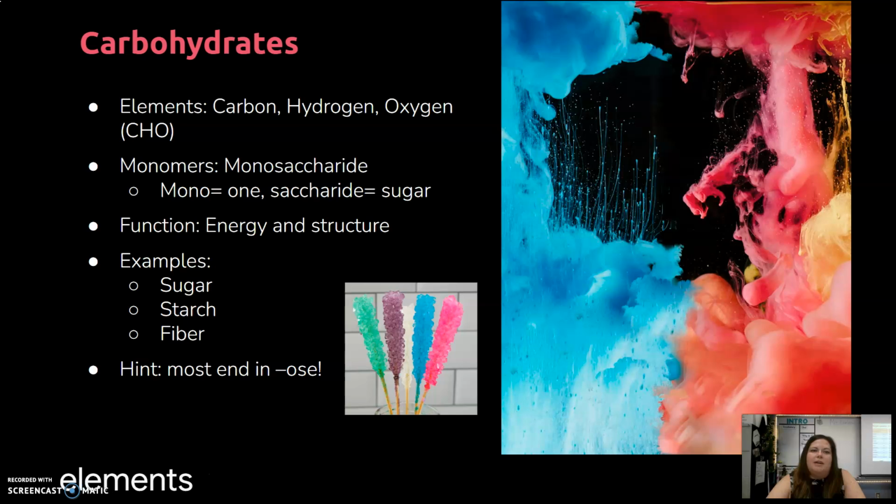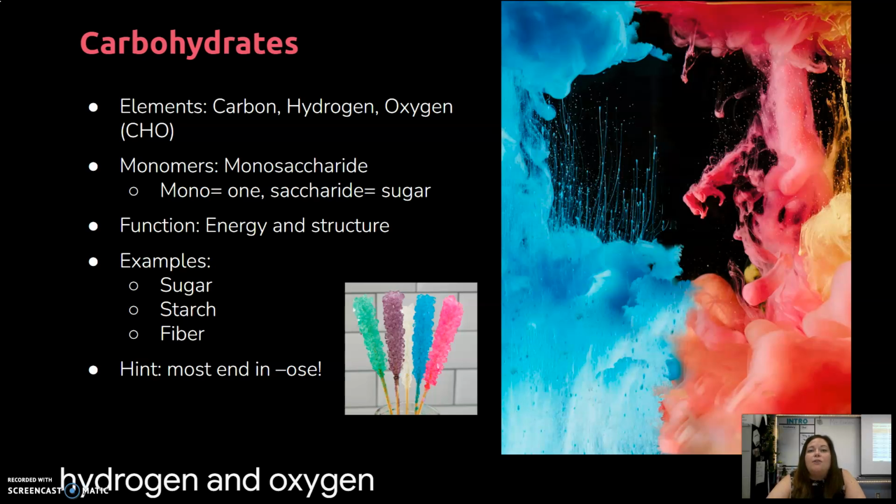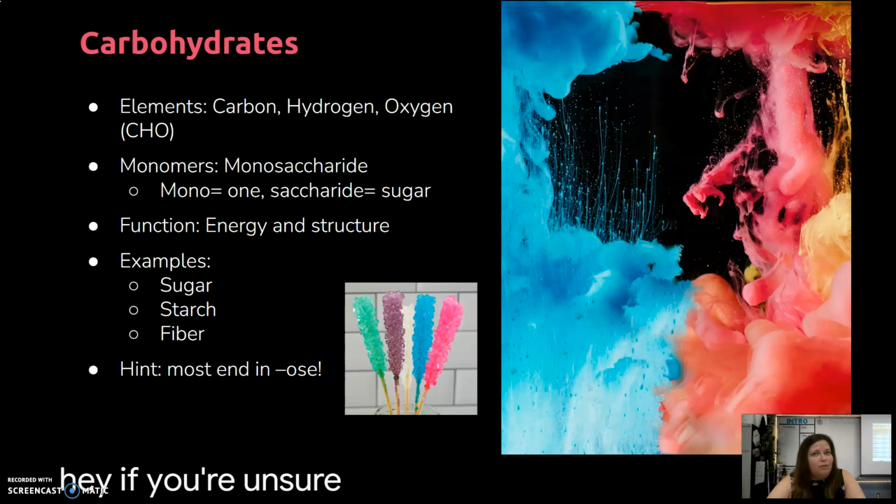The elements that make up carbohydrates are carbon, hydrogen, and oxygen. If you know that C stands for carbon, H stands for hydrogen, and O stands for oxygen, you can simply write CHO in your notes. If you're unsure of what C, H, and O stand for, go ahead and write those out.